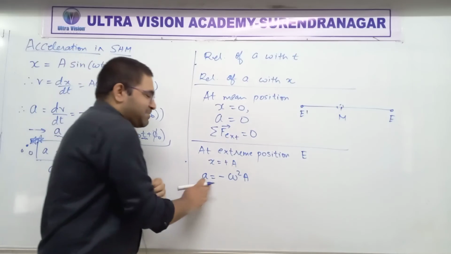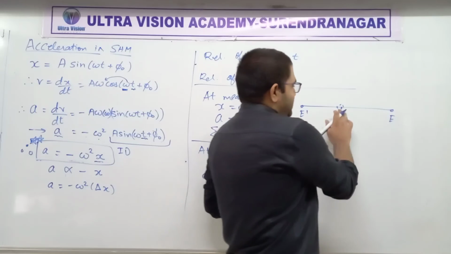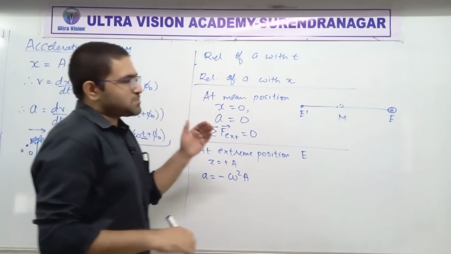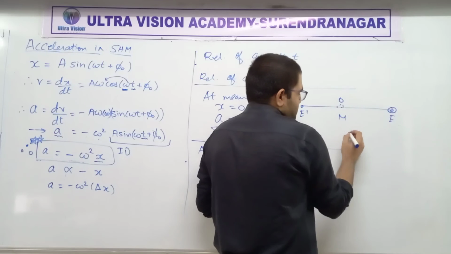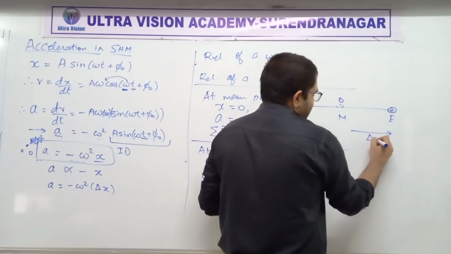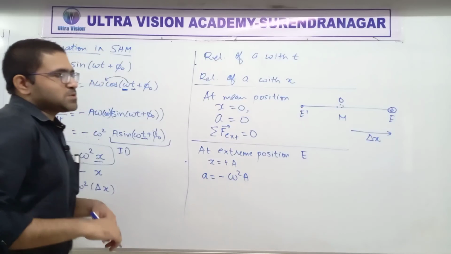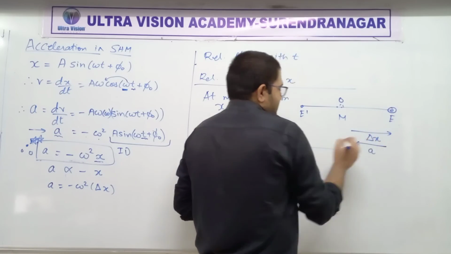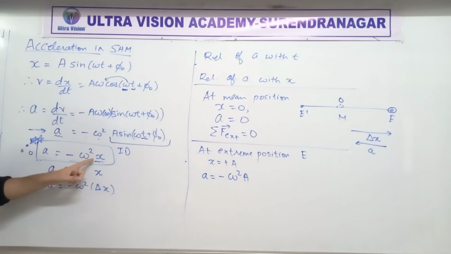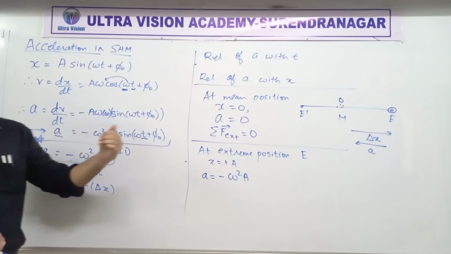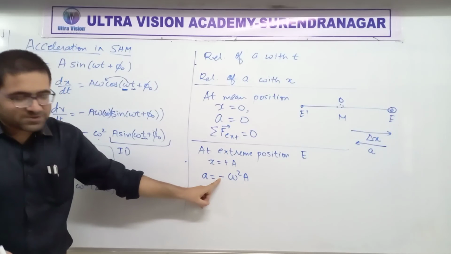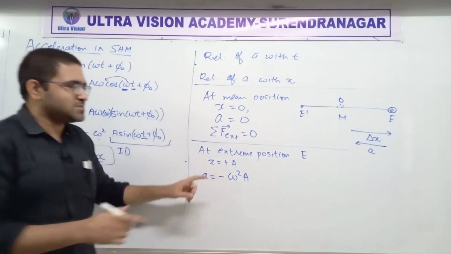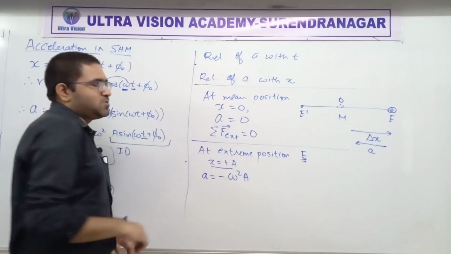Okay, so a is minus omega square x. What does this minus indicate? Have a look here. When the particle is over here, its displacement from mean position is towards the right hand side. Is that clear? So the acceleration will be in the opposite direction, right? Acceleration is in the opposite direction to the displacement. That's why the acceleration is towards the left side. That's what this minus sign is telling. The acceleration is towards the left side because this is at extreme position E, or x equal to plus a.